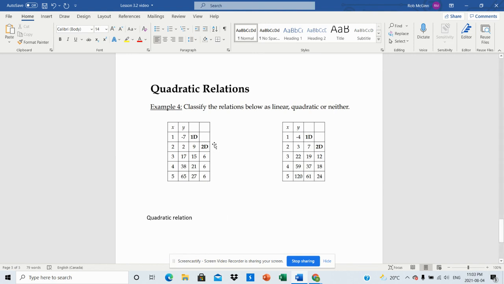All right. What about this one over here? Well, if I take a look at the first differences, 7, 19, 37, and 61, definitely not a constant number, so it's not a linear relation. Our second differences aren't constant either, so it's not a quadratic relation either. So in this case, it is neither.